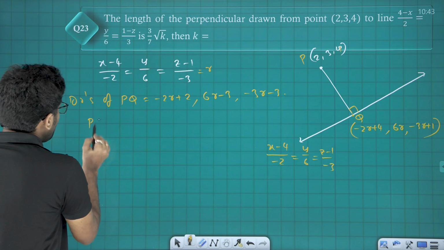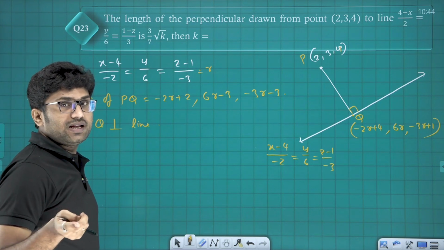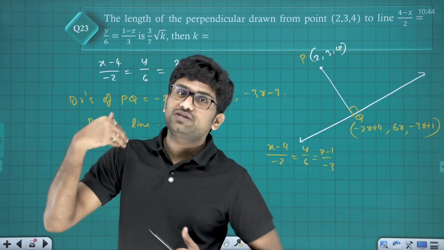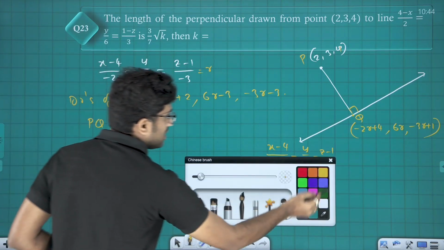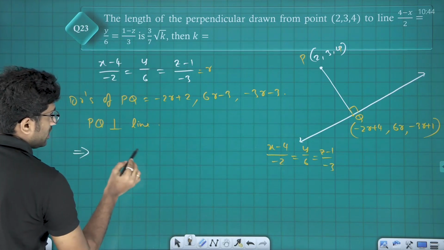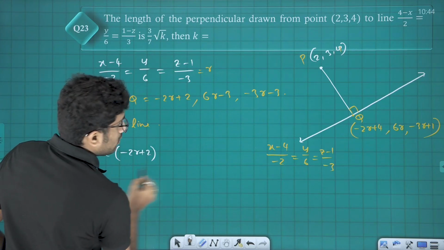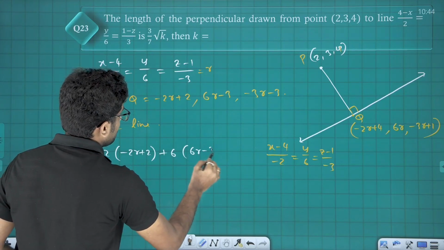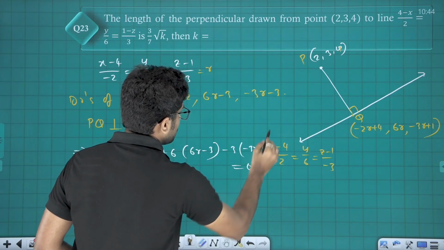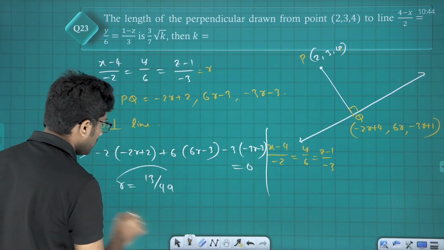See friends, PQ is perpendicular to the given line, correct? So if two lines are perpendicular having DRs a1 b1 c1 and a2 b2 c2, then a1 a2 plus b1 b2 plus c1 c2 equals 0. So minus 2 into (minus 2r plus 2), plus 6 times (6r minus 3), minus 3 times (minus 3r minus 3), should be equal to 0, friends. If you simplify this, from here you get r equal to 13 by 49.